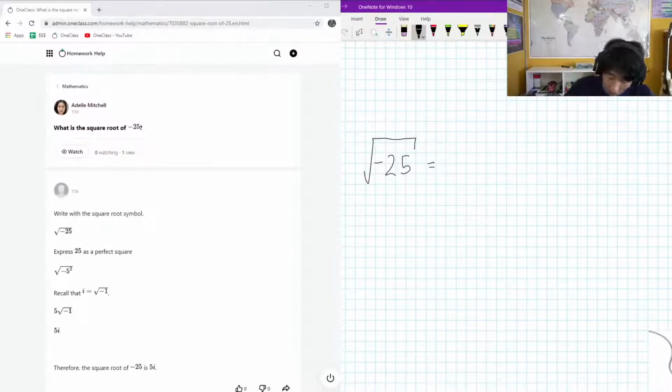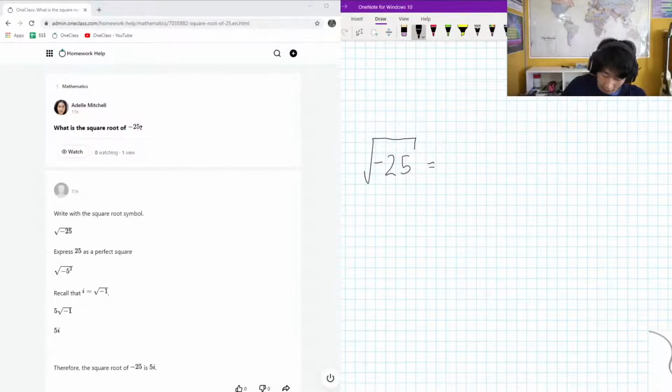Now, previously, you may have heard the saying that you cannot take the square root of a negative number because multiply two negative numbers together, you get a positive number. Multiply two positive numbers together, you get a positive number. There's no way that you can take real numbers and multiply it by itself and square it and get a negative number. It just can't work out. And that is true, but we can kind of get around that by entering the world of complex numbers.